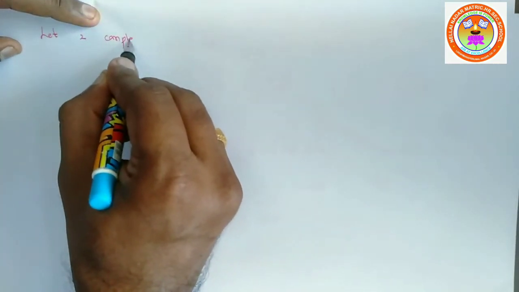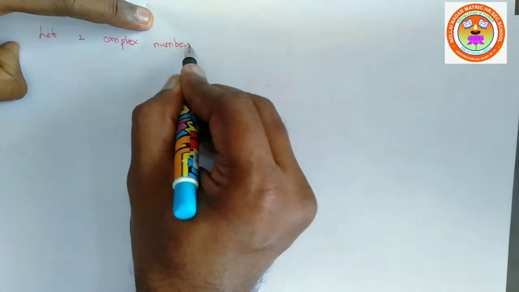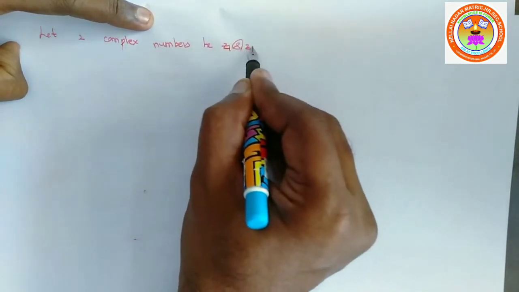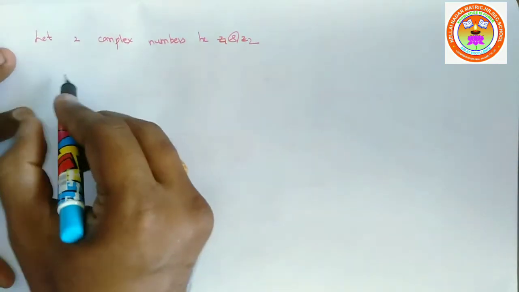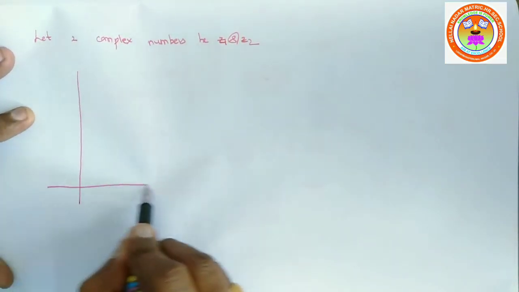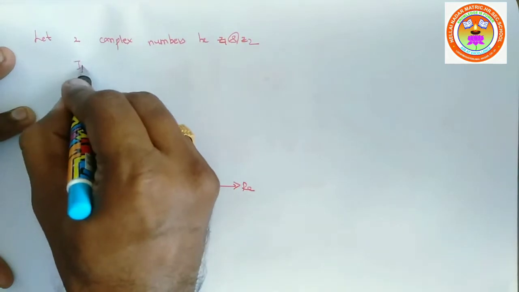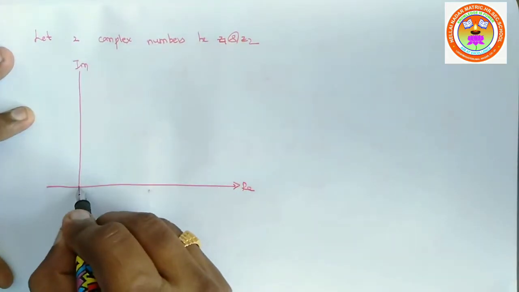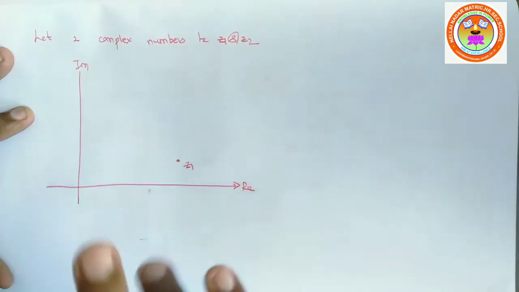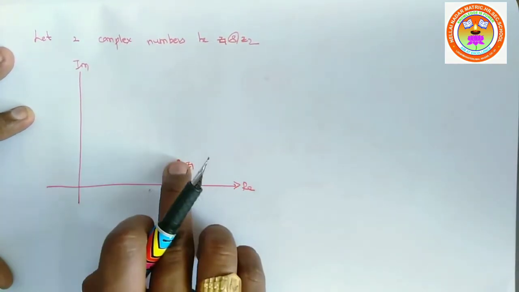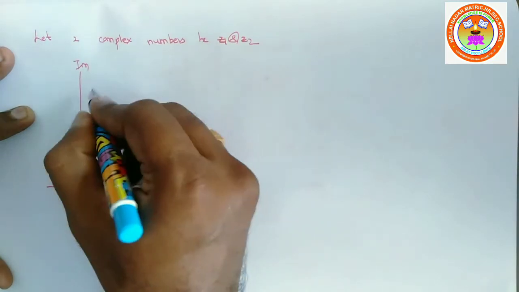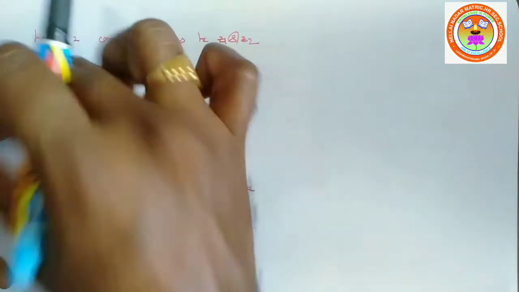I'm going to explain the geometrical interpretation of the distance between two complex numbers. Let two complex numbers be z1 and z2. So I'm going to take a geometrical interpretation. This will be real, this will be imaginary. I'm going to take a point z1 here, with real and imaginary parts of z1. I'm going to take another point z2 here. This is real, this is imaginary.